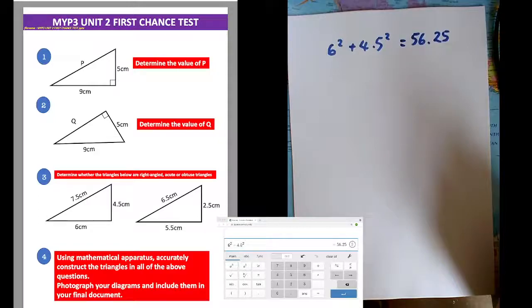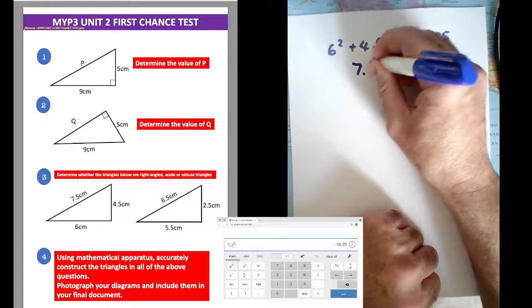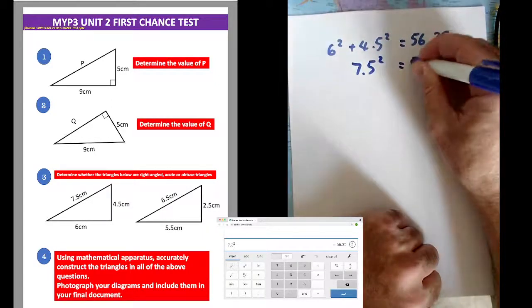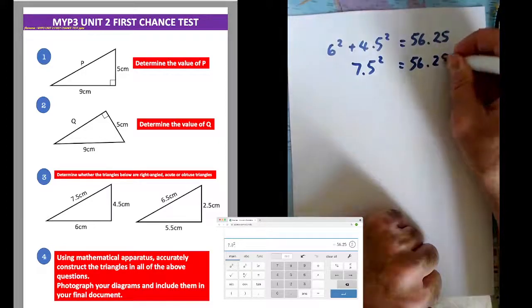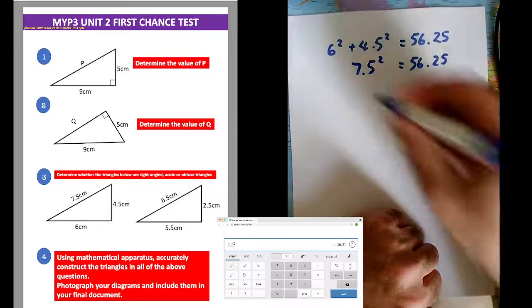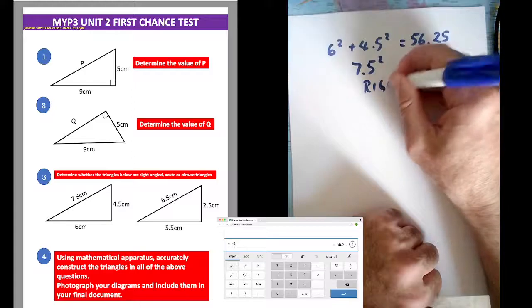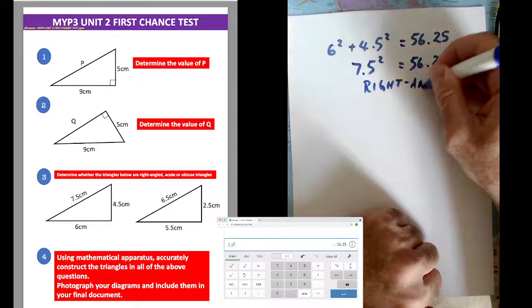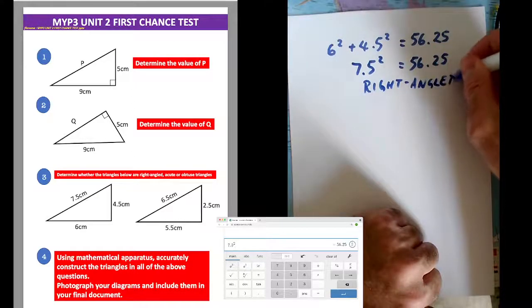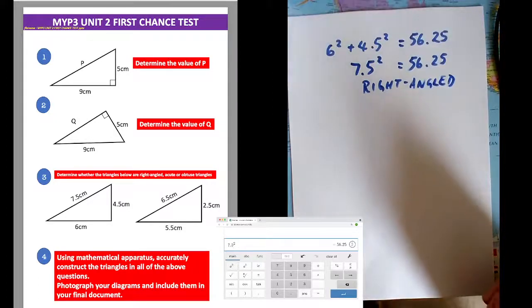whereas 7.5 squared, let's try that, just clear everything, 7.5 squared is also 56.25. So because Pythagoras' theorem is working on that, it must be a right-angled triangle. So that's the first one.